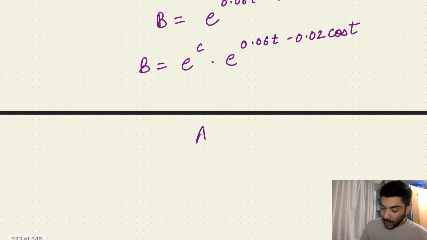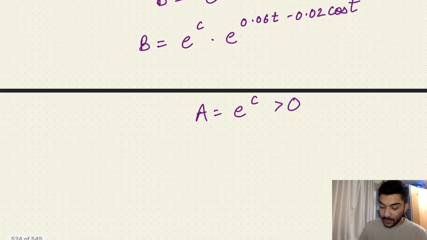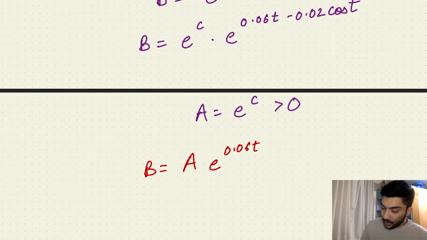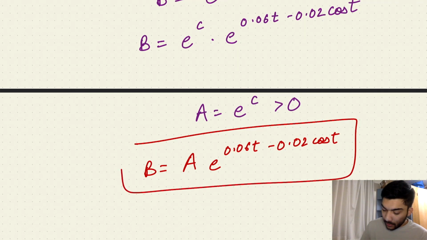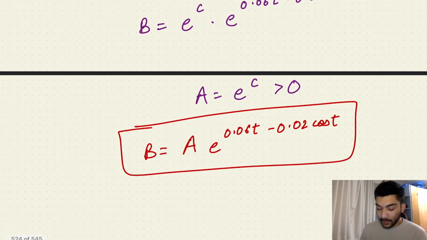So let's assume another constant a to be e to the power c, and we know that e to the power c is always greater than 0. And now this equation will simply be transformed to b equals a times e to the power 0.06t minus 0.02 cos t in this case. And this will be your final answer for b as a function of time.